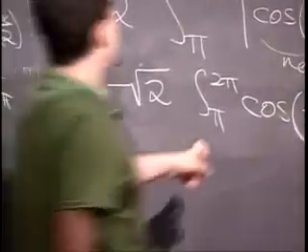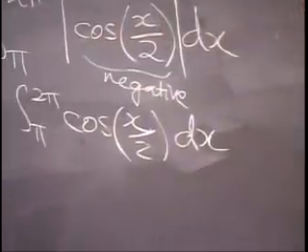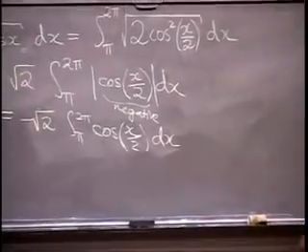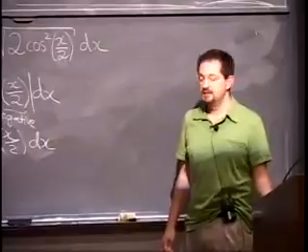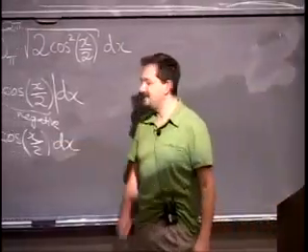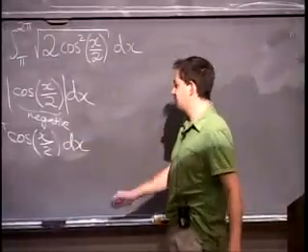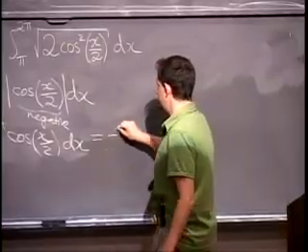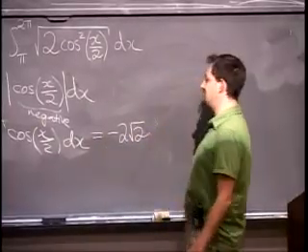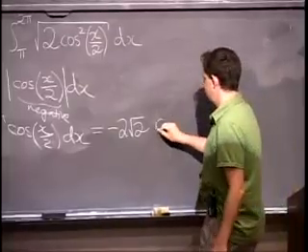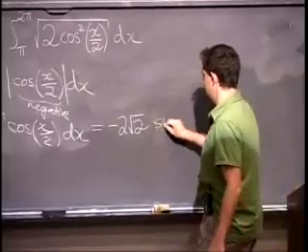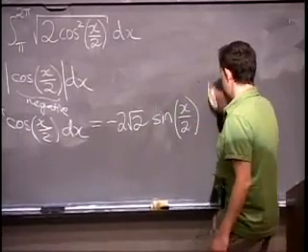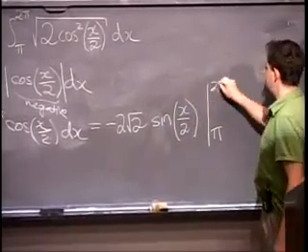How do you integrate cosine x over 2? Well, if it was cosine 3x, you divide by the 3. So now we divide by a half. You could do it by a substitution, but I'm just going to effectively divide by a half. So you multiply by 2. The integral of cosine is sine. And then finally, evaluate that between pi and 2 pi.